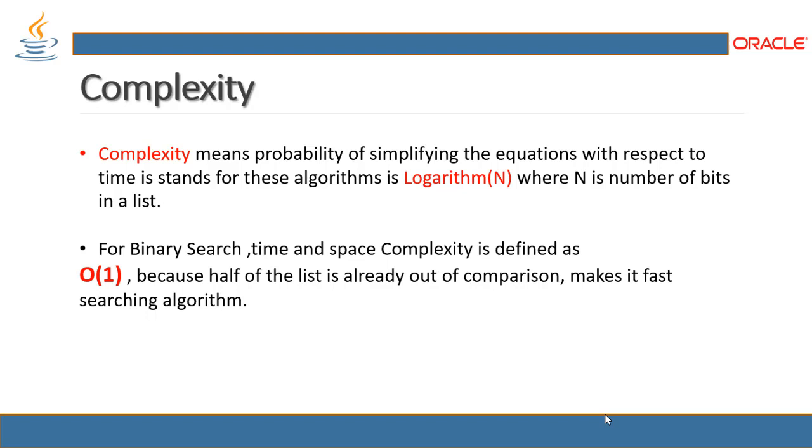With respect to binary search, it is assumed that the list is in a sorted form, and second, the divide and conquer process means half of the list is already out of the comparison, so it makes it a fast searching algorithm. So its complexity is lesser than the linear search algorithm. If the complexity is less, it means it is the fastest searching algorithm. So for binary search, the complexity is logarithmic n.